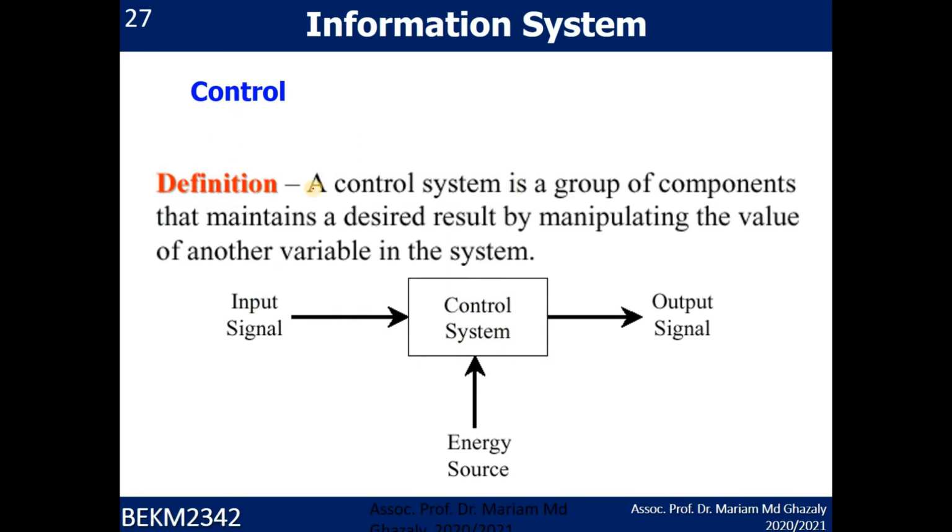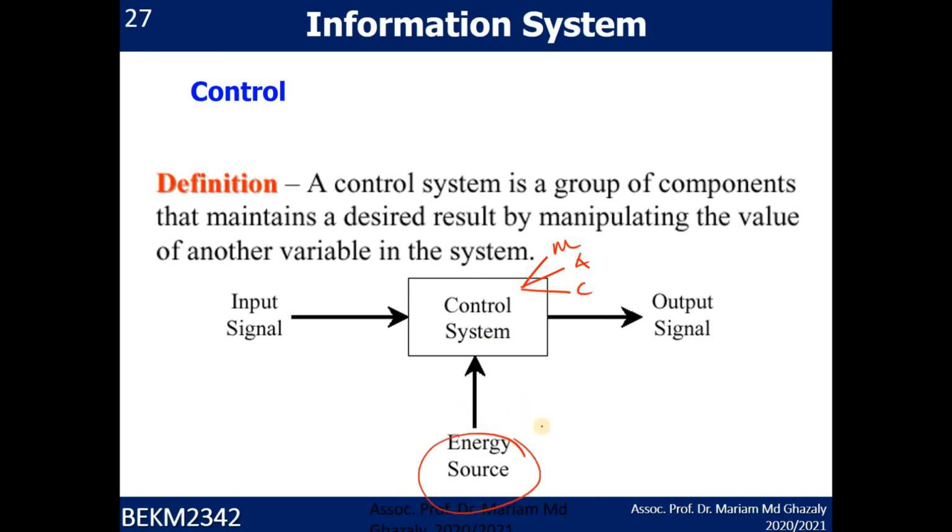And next we have the controller. A control system is a group of components that maintain a desired result by manipulating the value of another variable in the system. As mentioned, a control system is comprised of three main components: the measurement system, the actuation system, and the controller. Based on this, you can control the system.